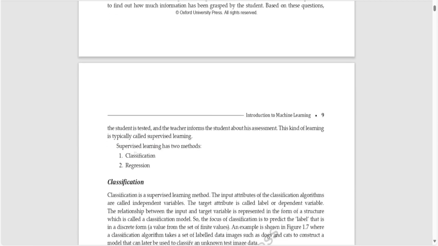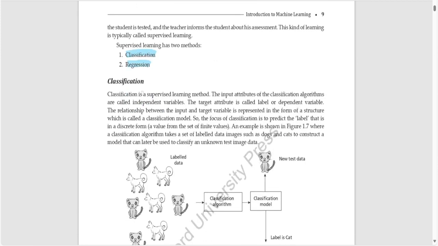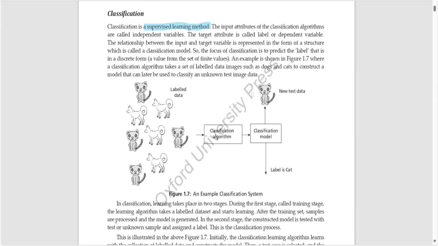Supervised learning has two types. One is classification and another is regression. Classification is a supervised learning method. In this, the input attributes are known as independent variables, as I told you already in the previous example. So, these are the independent variables. The target attribute or the class which needs to be generated is called the dependent variable, which depends on these independent variables or attributes. So, now this is the classification model we will get from this.